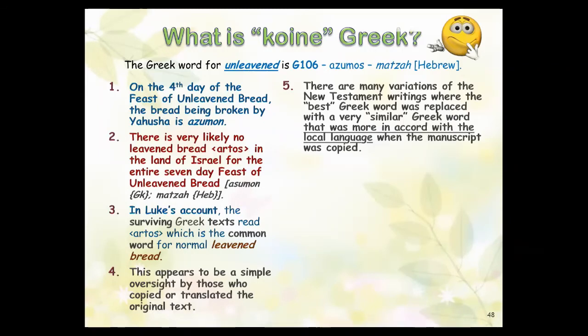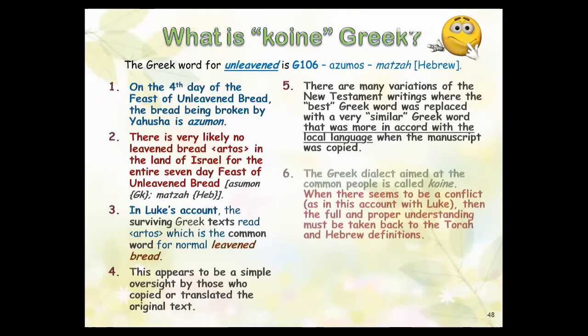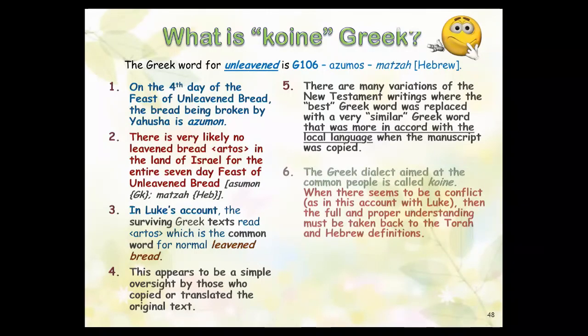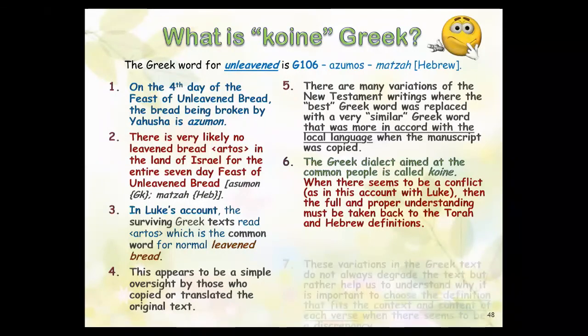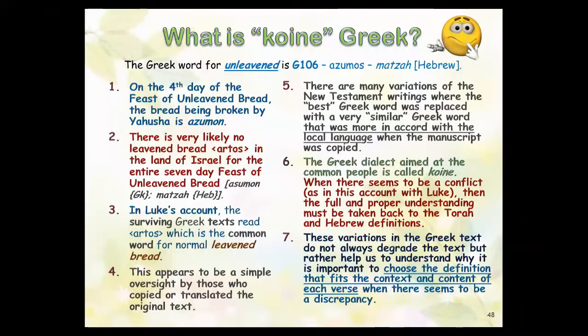So the question is, what is Koine Greek? The Greek dialect aimed at the common people is called Koine. It's not like a high Greek, it's an everyday Greek. When there seems to be a conflict, as in this account with Luke, then the full and proper understanding must be taken back to the Torah and back to the Hebrew definitions. These variations in the Greek text do not always degrade the text, but rather help us to understand why it is so important.